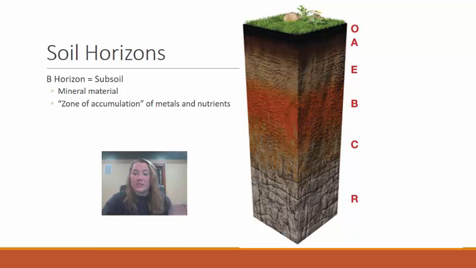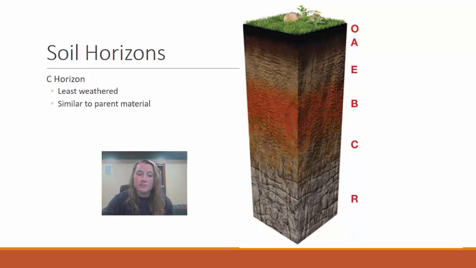Below the topsoil, we have the subsoil, and this is the B horizon. This is also called the zone of accumulation. So this is where those minerals and those nutrients are accumulating within the soil because they're leaching down from the top and accumulating in the B horizon.